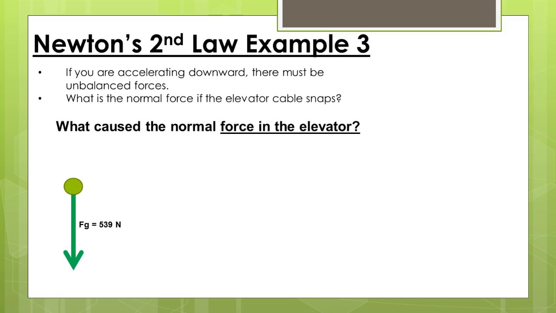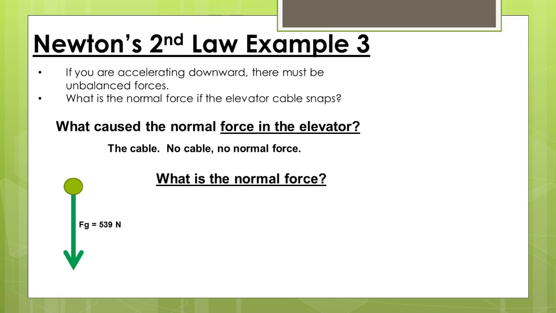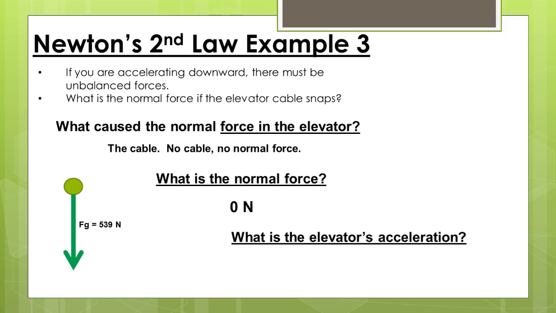The only thing causing the force from the surface was the fact that it was being held up by a cable. If there's no cable, there's no normal force. So what is our normal force? In this case, it's 0 newtons. When I draw a force diagram, I wouldn't even draw a normal force going straight up or perpendicular to my surface. So in this case, what is the elevator's acceleration? It's 9.8 meters per second squared.